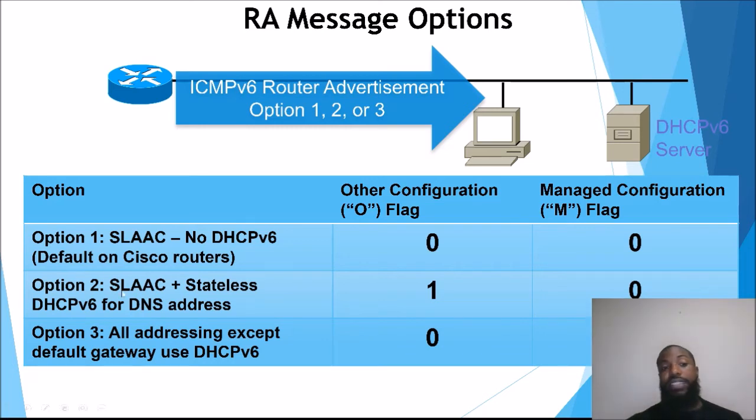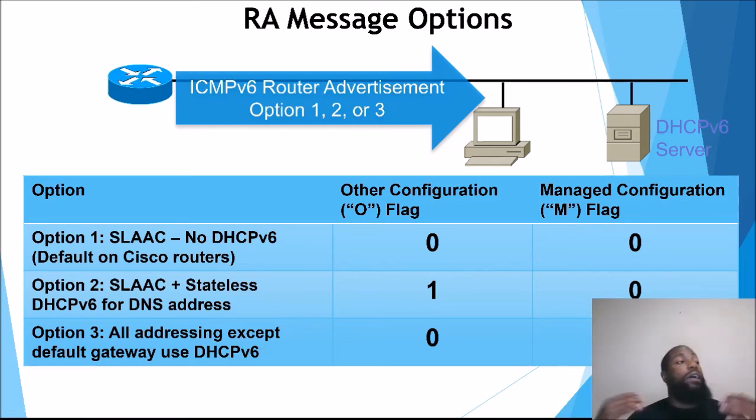Option 2 is SLAAC plus stateless DHCP for DNS. So that means we've got the other. Remember, we need other information along. So that means I came up with my own IP address as a host, but I also need some DNS addresses, some DNS domain names and stuff like that. The O bit has to be set. That'll be 0. And then the last option, I believe there's a 4th option because of both bits being turned on: all addressing except default gateway. Use DHCP version 6. That means you need everything from the DHCP.